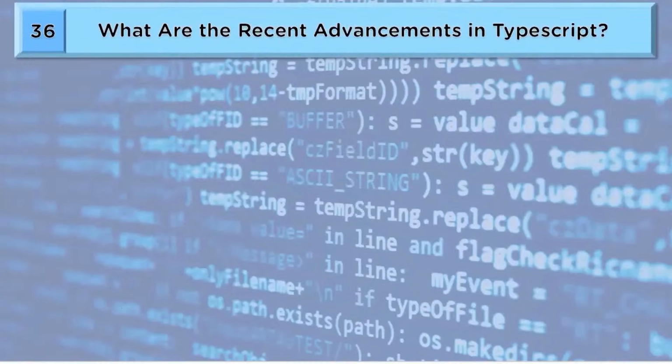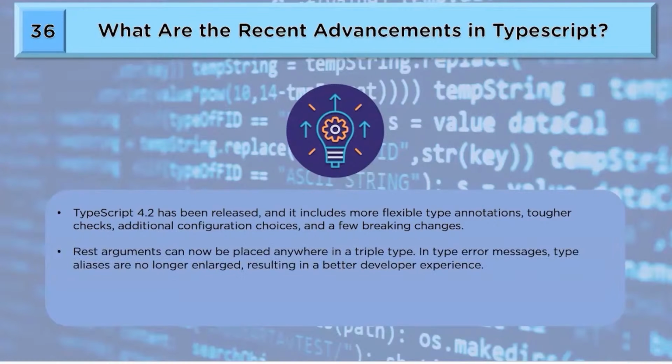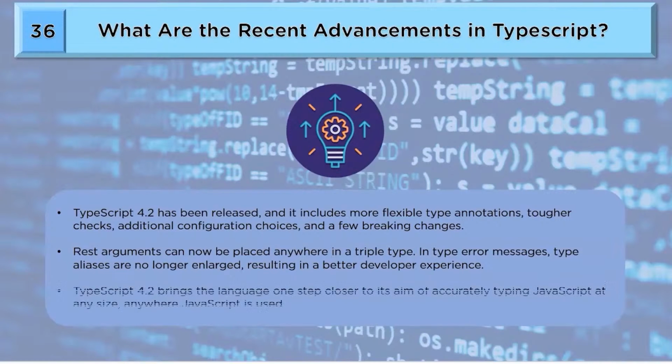What are the recent advancements in TypeScript? TypeScript 4.2 has been released and it includes more flexible type annotations, tougher checks, additional configuration choices, and a few breaking changes. REST arguments can now be placed anywhere in a tuple type. In type error messages, type aliases are no longer expanded, resulting in a better developer experience. TypeScript 4.2 brings the language one step closer to its aim of accurately typing JavaScript at any size, anywhere JavaScript is used.